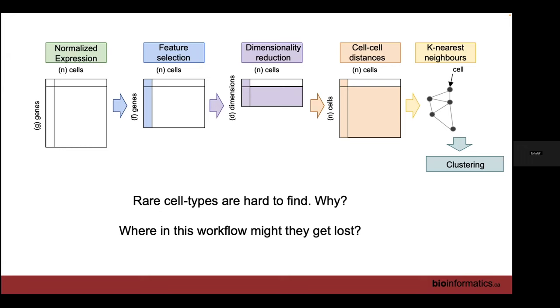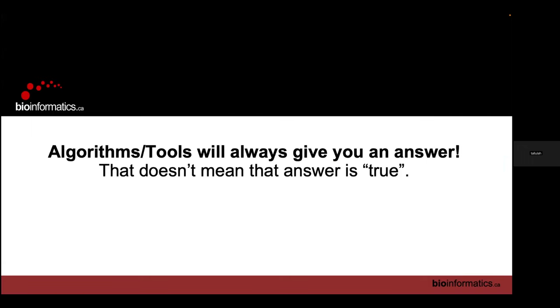Everyone's done typing out the answer there. Okay. So now we're going to talk about actually understanding the output of our clustering algorithm, because a clustering algorithm will always give you clusters. Even if there are no clusters in your data, it will still give you clusters. So you'll always get an answer for almost all of the algorithms we're going to talk about for single cell RNA-seq. That doesn't mean the answer is true.